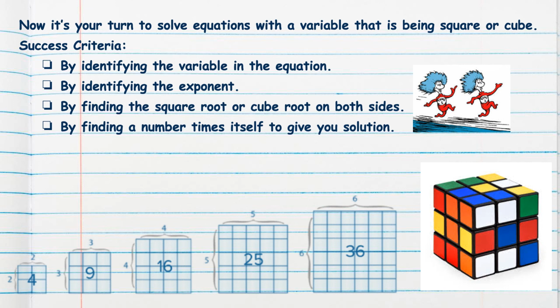Now it's your turn to solve equations with a variable that is being squared or cubed. Now remember, to be successful, make sure you identify the variable in the equation, identify if the exponent is a square or a cube, and start thinking like thing 1 and thing 2 by always doing the opposite of what you're being told in the equation. So if it's being squared, find the square root, and if it's being cubed, take the cube root. But remember, always on both sides. Then find the number that multiplies itself to give you the solution. Feel free to use those notes.